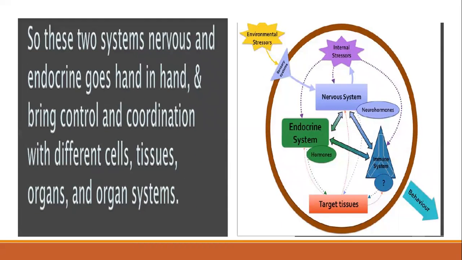So in this chapter, we are going to study the two systems, the nervous and endocrine systems. These two systems go hand in hand and they bring about control and coordination of different cells, organs, tissues, and organ systems of our body.